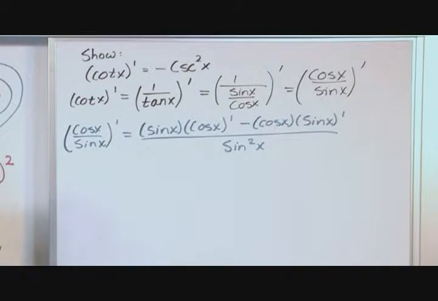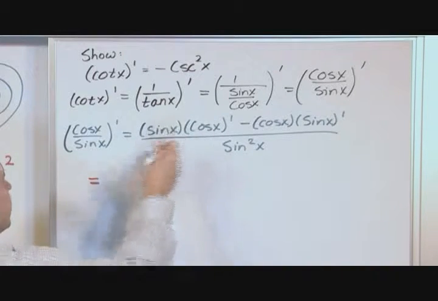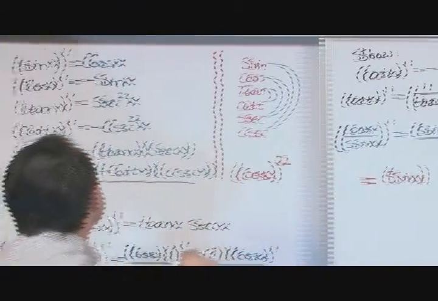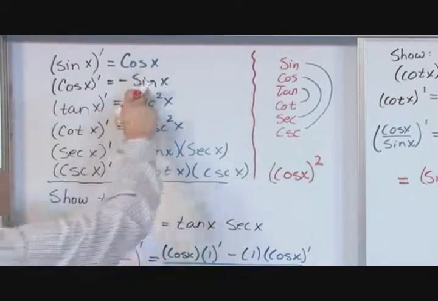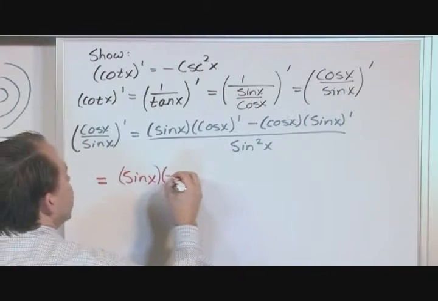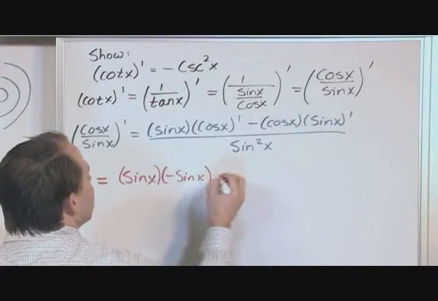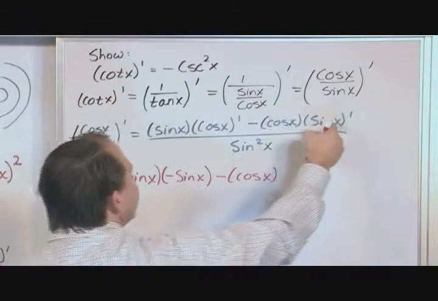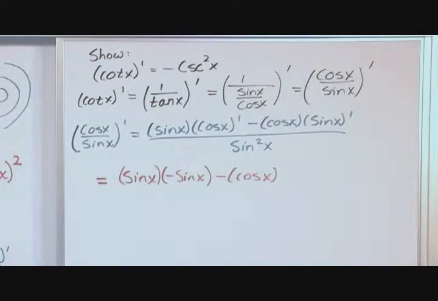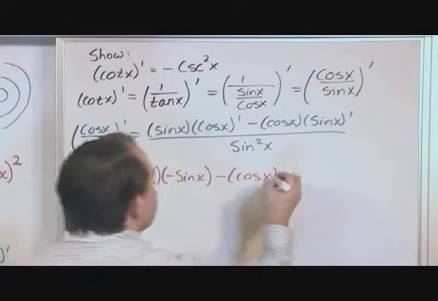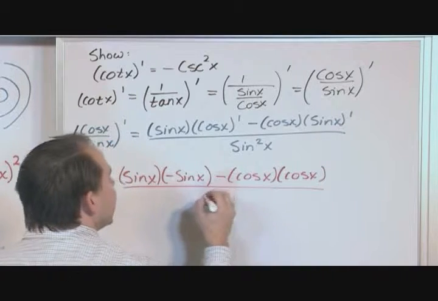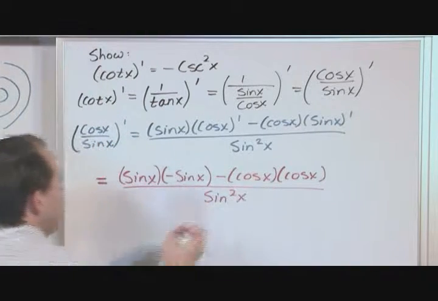All right, we're ready to make some headway. On the top, we're going to have sine times this, so we'll have sine of x. What is the derivative of cosine? The derivative of cosine is negative sine. That's one you should have memorized. So I'm going to write negative sine of x right here, minus cosine of x right here. What is the derivative of sine? That's one you should definitely have memorized. Derivative of sine is just cosine. So I'm going to have cosine of x. And on the bottom, I'm just simply going to have sine squared x.